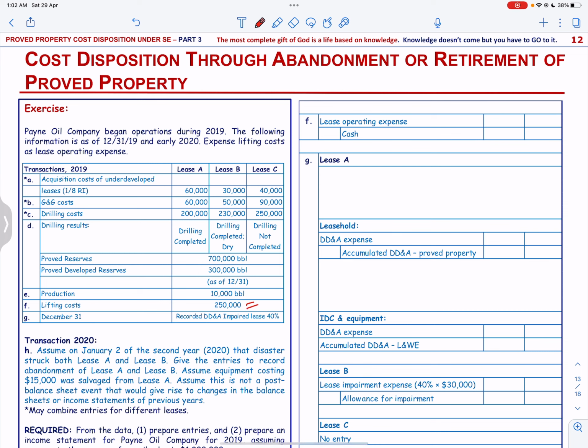There is a lifting cost, and remember this is an operating expense. It is debit by 250,000 and cash is credit by 250,000. Then on December 31st, recorded DD&A, and there is an impairment for 60,000. So first of all we go for lease A because this is the completed one. So for lease A, we have first of all the leasehold cost, and that was, if you can remember, acquisition. So first of all, let us have the DD&A for lease A, and that is for the acquisition cost of 60,000.